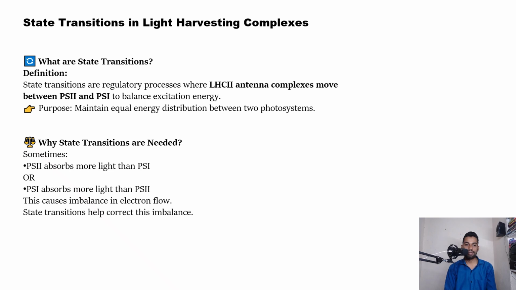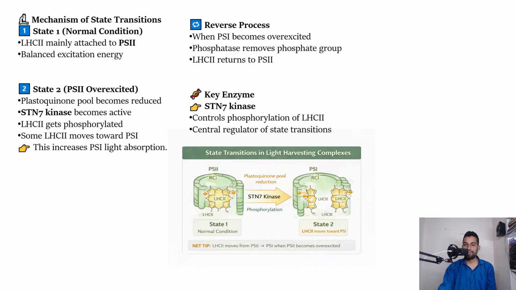Sometimes PS2 absorbs more light than PS1. Sometimes PS1 absorbs more light than PS2. So here an imbalance happens. In order to correct this imbalance, we need state transitions. You can see in the diagram. State 1 is the normal condition. State 2: LHC2 moves towards PS1, because PS2 absorbed more energy. So these transitions are happening here.